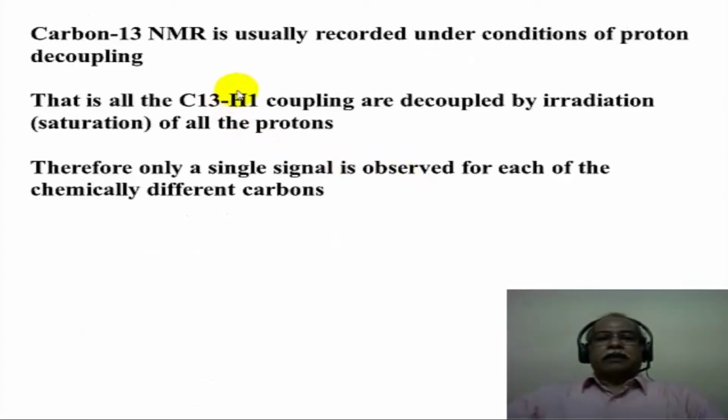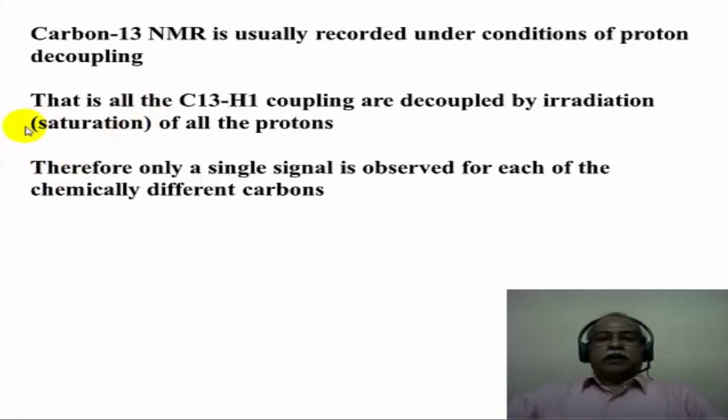The carbon-13 spectrum is usually recorded under the conditions of proton decoupling. In other words, a separate proton frequency is applied, and all the information about the carbon-13 proton coupling is decoupled by irradiation or saturation of all the protons. This is something like a double irradiation experiment, except it is a heteronuclear double irradiation experiment. Both carbon-13 and proton are simultaneously irradiated. Carbon-13 spectrum is observed and proton is decoupled.